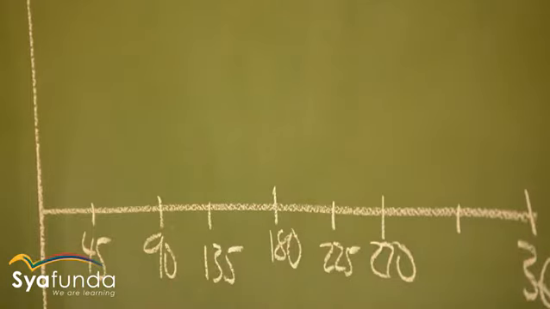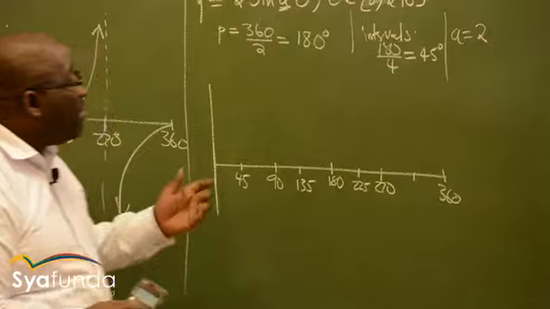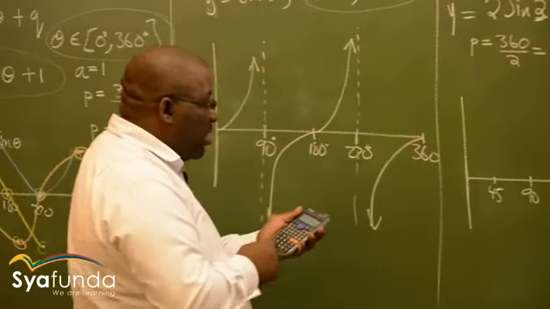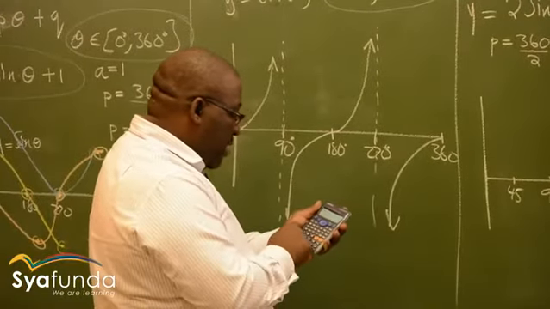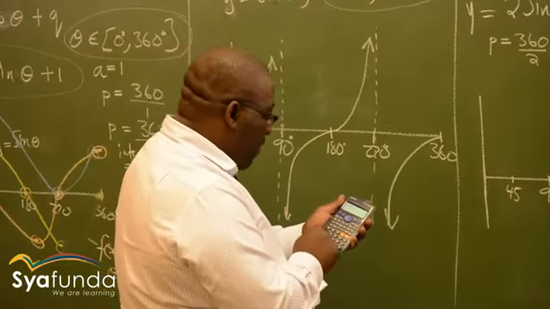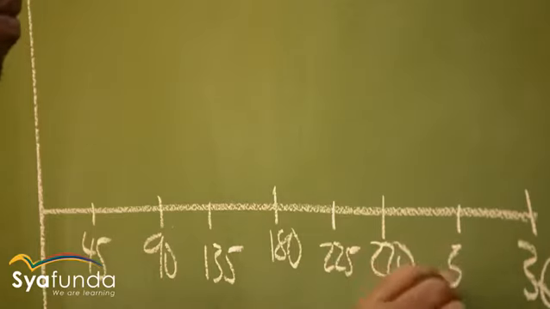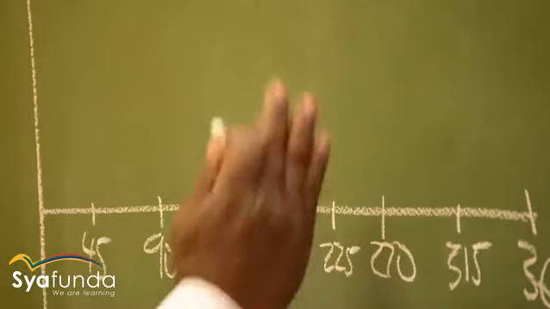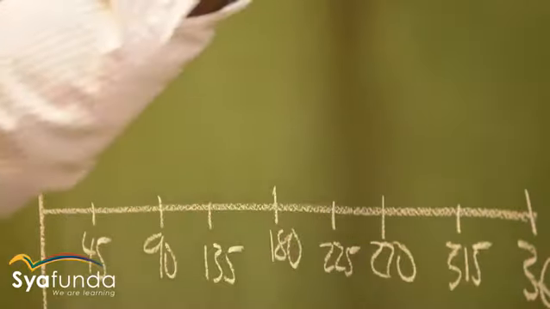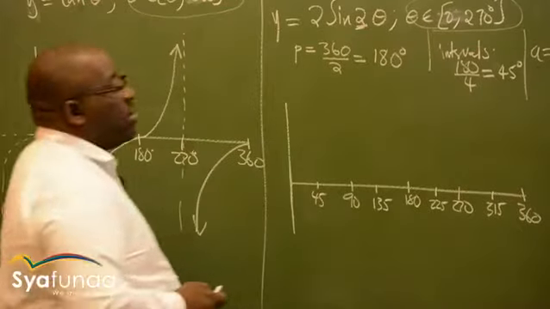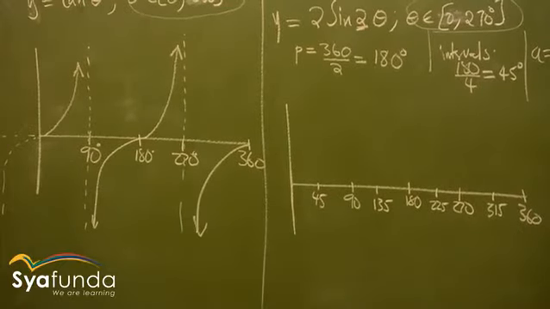Do I need to go beyond 270? Not necessarily, because it says 270. But let's do it. 270 plus 45 will give me 315. Though I know that the graph will stop at 270 because of the interval. I've got to show it between 0 and 360.